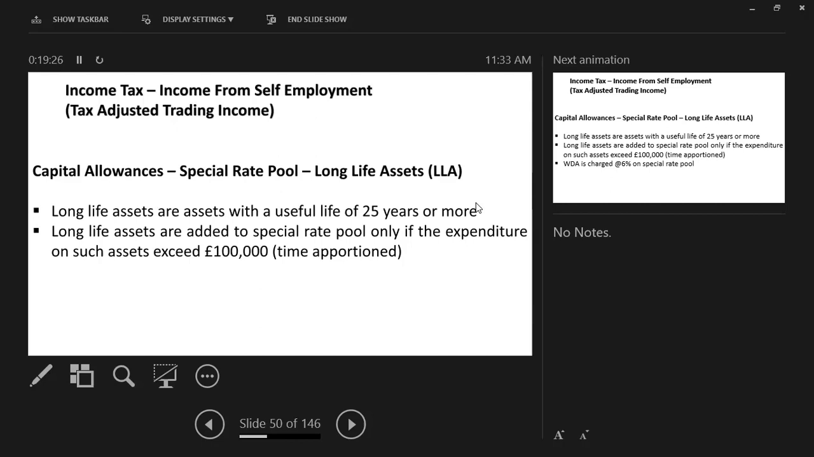But if the accounting year is for 12 months, then any asset whose cost, including all capital expenditure, exceeds 100,000, and the life is 25 years or above, meets both conditions, and we'll call it long life. If the asset has a life of 30 years, but the cost is 20,000, it's not long life. If the asset's cost is 200,000, but the life is 20 years, again it is not long life. Any asset which is not long life will be part of the main pool, not the special rate pool.